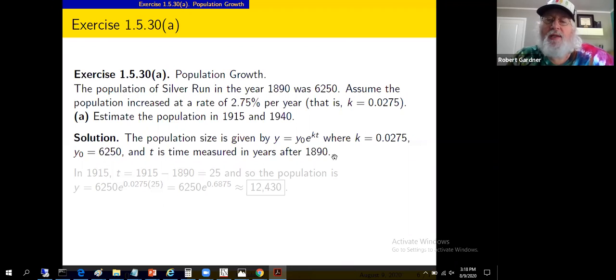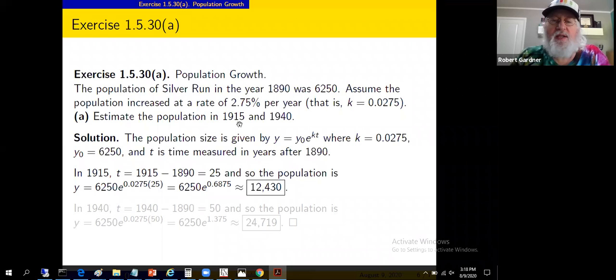So we're starting the clock at 1890. That's what's being accomplished with this, and that's why the sub 0, time equals 0. We get the population out as desired. So the model we're dealing with is y equals 6250 e to the 0.0275 t. So y is a function of t, the k is a constant, it's that value. Y sub 0 is a constant, it's that value. So that's the model. They wanted to know the population in 1915 and 1940.